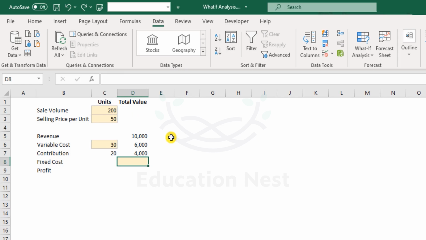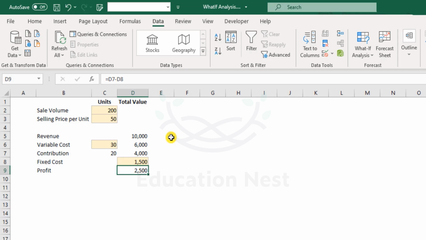Now let's assume the fixed cost to be at 1,500. Now profit would be your contribution minus the fixed cost, and this is your profit from this business by selling 200 units of chairs at $50 for each unit.